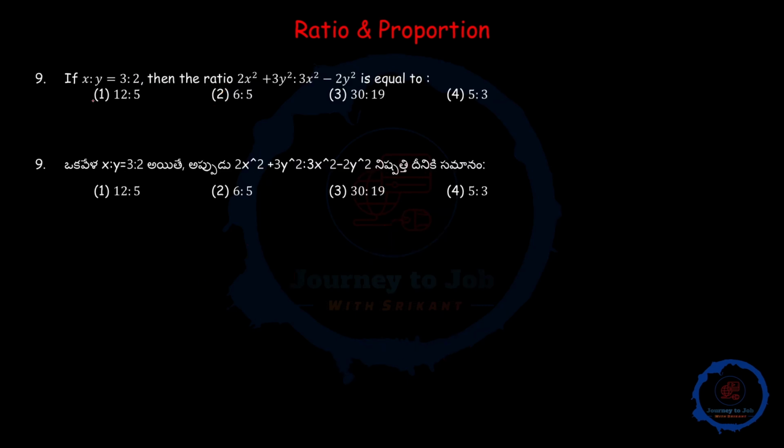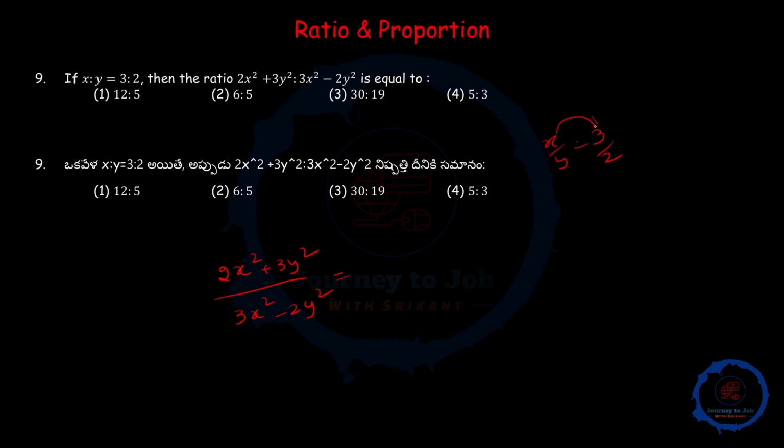నెక్స్ట్, x is to y is equal to 3 is to 2. Then the ratio (2x² + 3y²)/(3x² − 2y²). C is asking (2x² + 3y²)/(3x² − 2y²). So ఇక్కడ x and y 3/2.